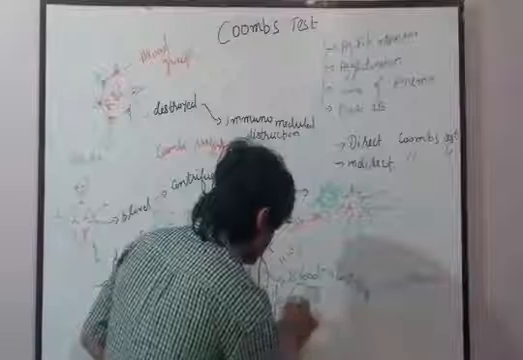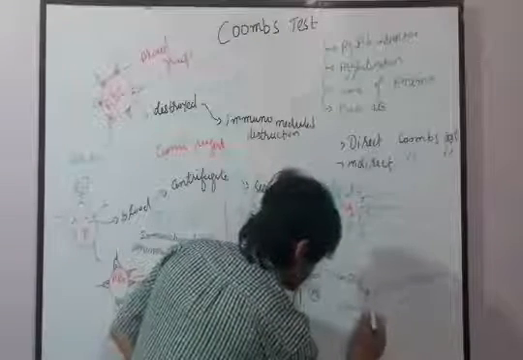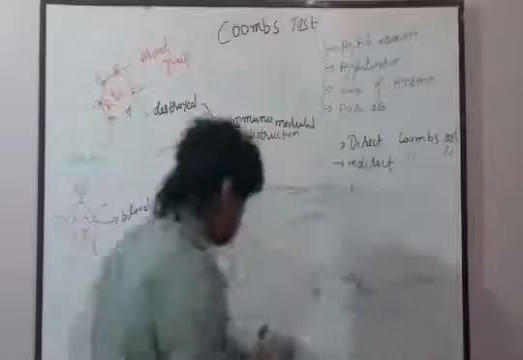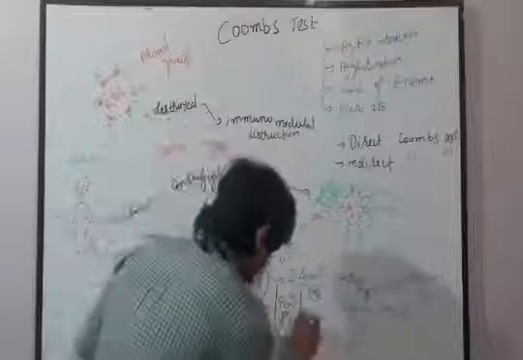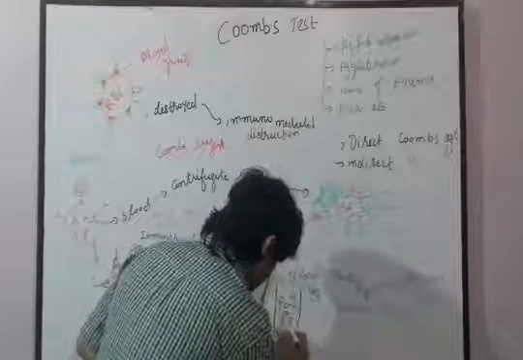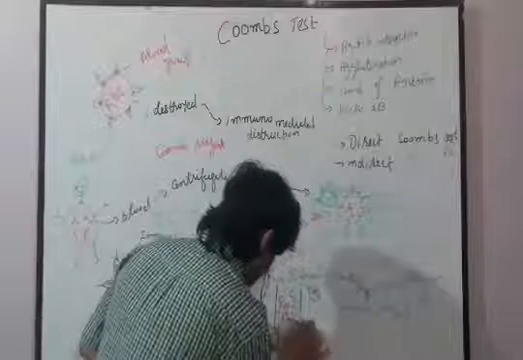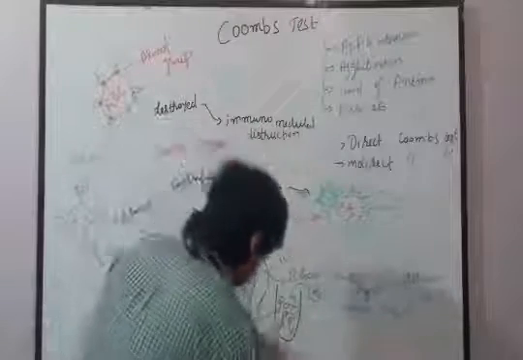Second, we load the Coombs reagent. Due to this Coombs reagent, what do we get? We get the antibody against this R2 antibody. Let me once again tell you. Then after that, finally agglutination will occur.